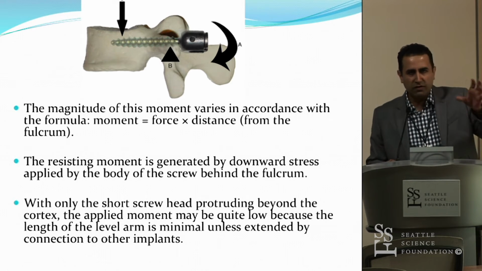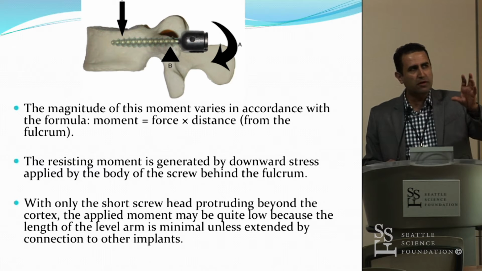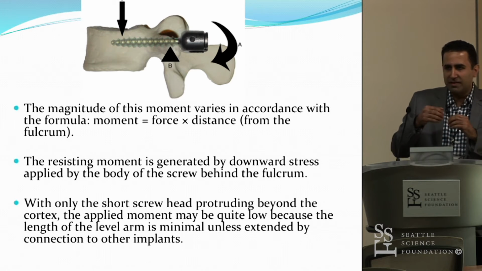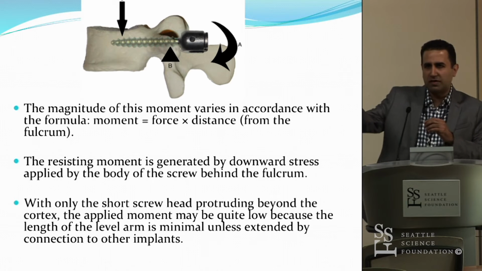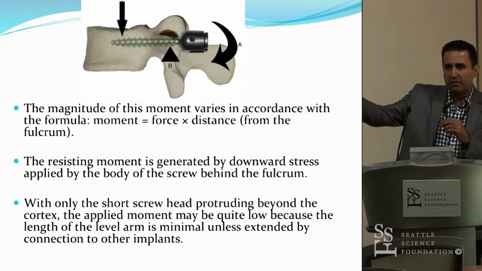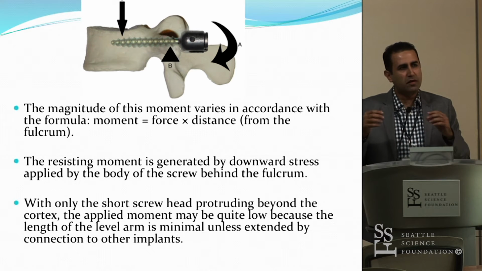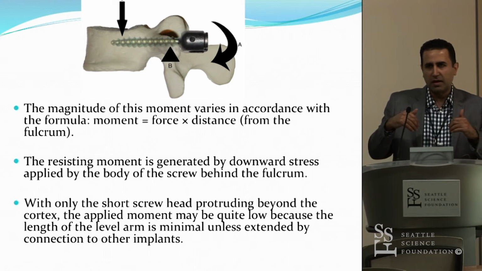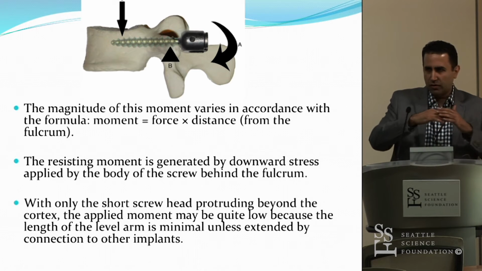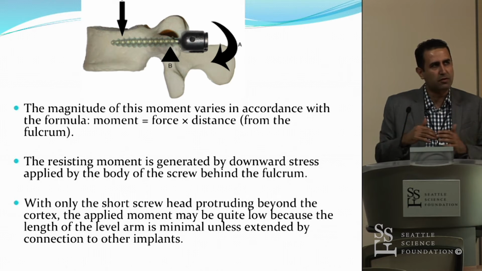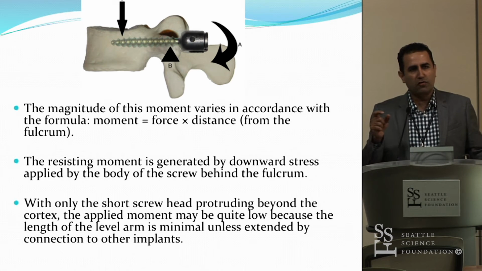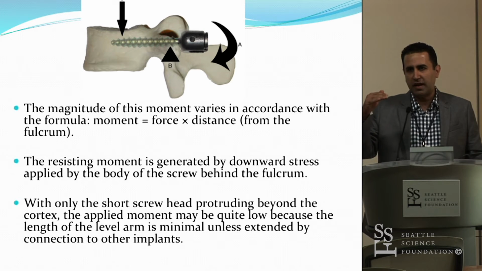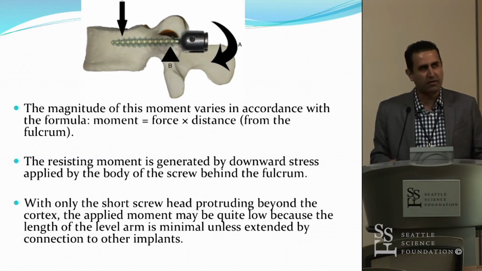The magnitude of this bending moment varies in accordance with the force that you apply and the distance from the fulcrum to the tip of the screw, or to the tip of the lever arm. This resisting moment is generated by the downward stress applied by the body of the screw behind this fulcrum, with respect to the length of the screw. For a single screw, as I said, the applied moment is quite low because the length of the lever arm is minimal, but you add it up by connecting the implants and it becomes very significant.